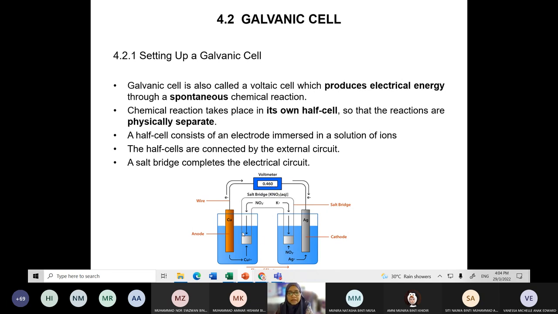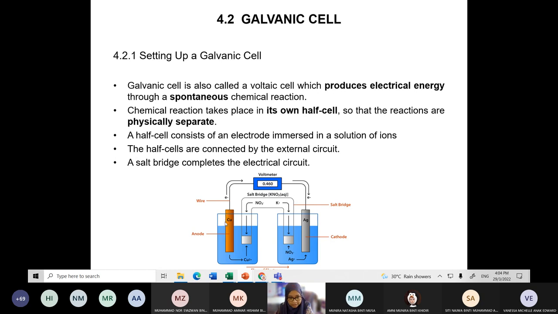So the half cells are separated because in each half cell, the reaction takes place separately. Dia tak perlu bercampur pun. So that's why we can separate these two half cells. And then the half cell consists of an electrode immersed in a solution of ions.